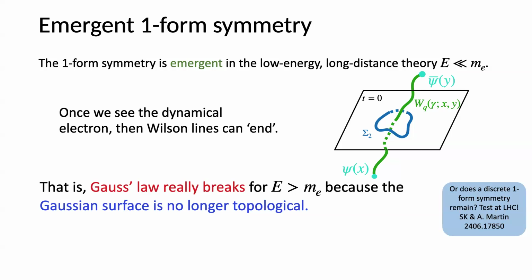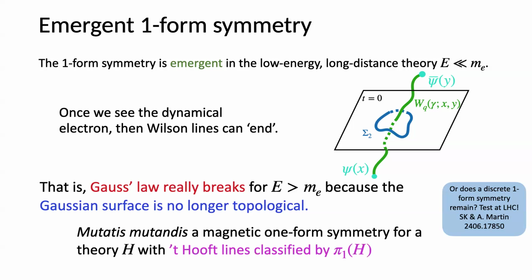Good. I'll mention parenthetically, it may be because of some interesting features of the standard model that a discrete sort of one-form symmetry remains at masses above the electron mass. There's something we can test at the LHC. It gives us non-perturbative information about the standard model related to grand unified theories. You should ask me about it later. But anyway, that's not the main point.